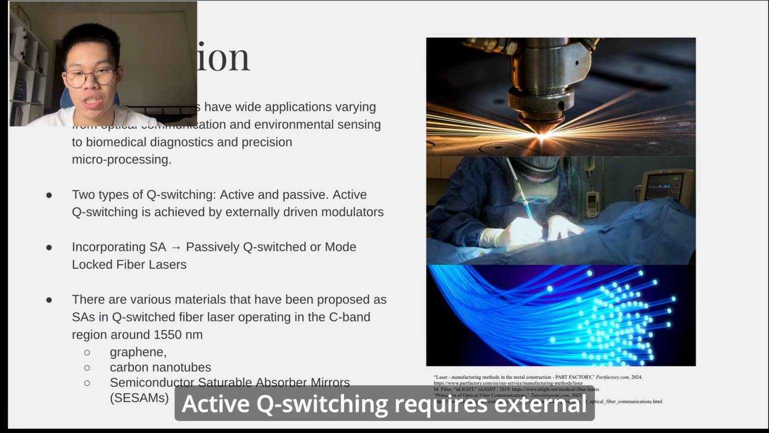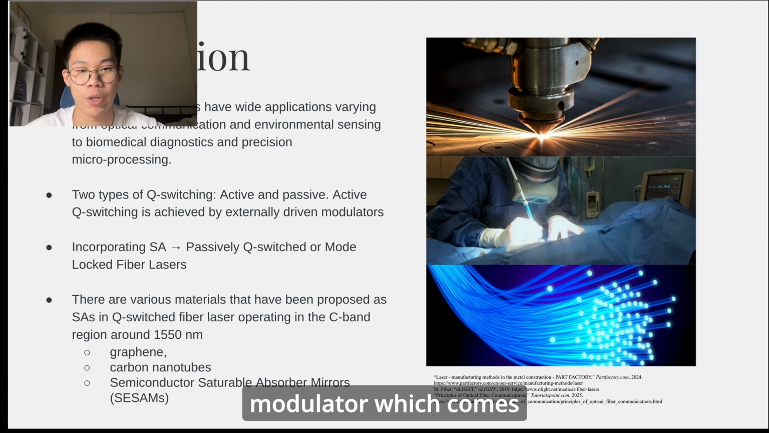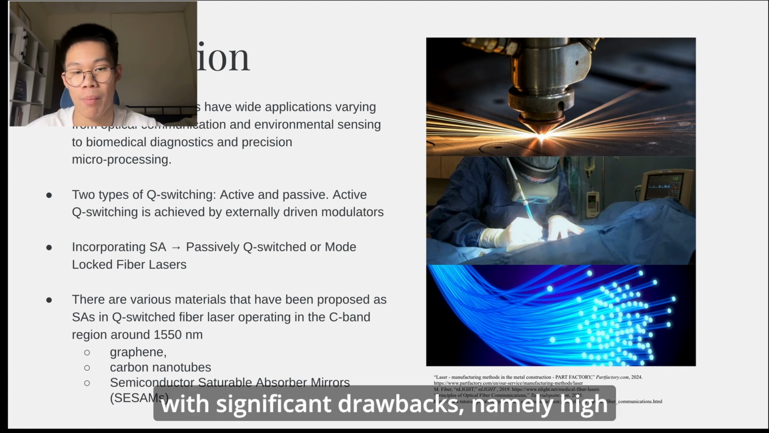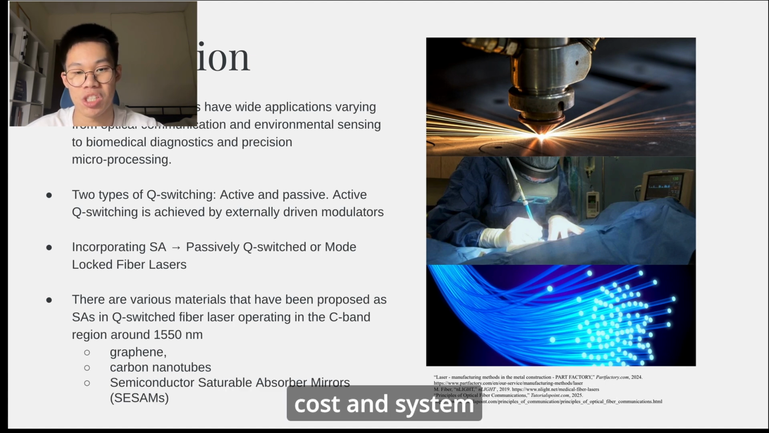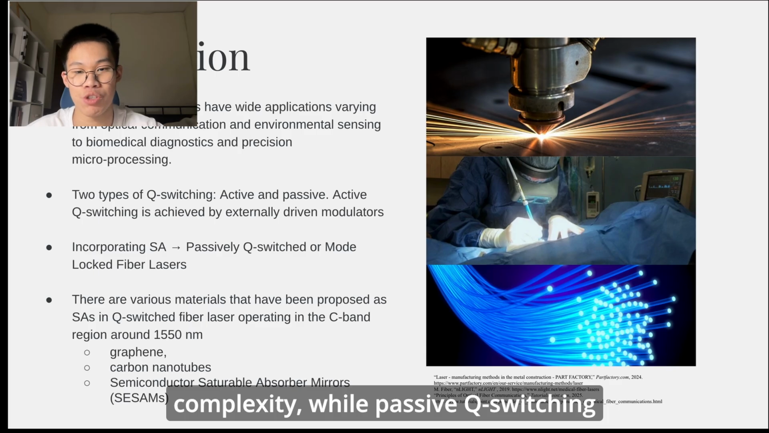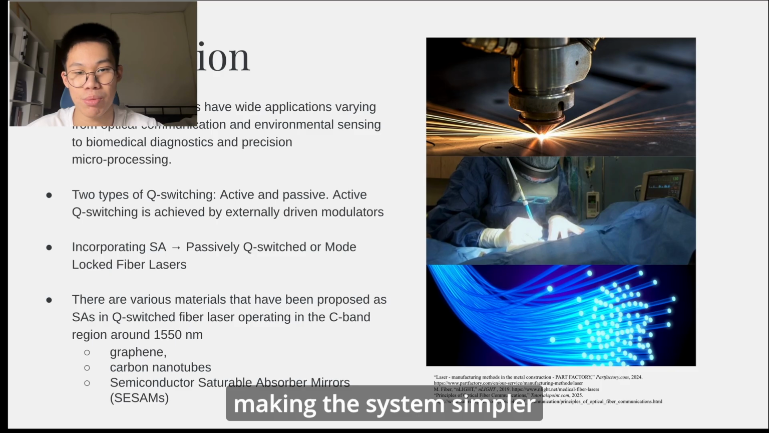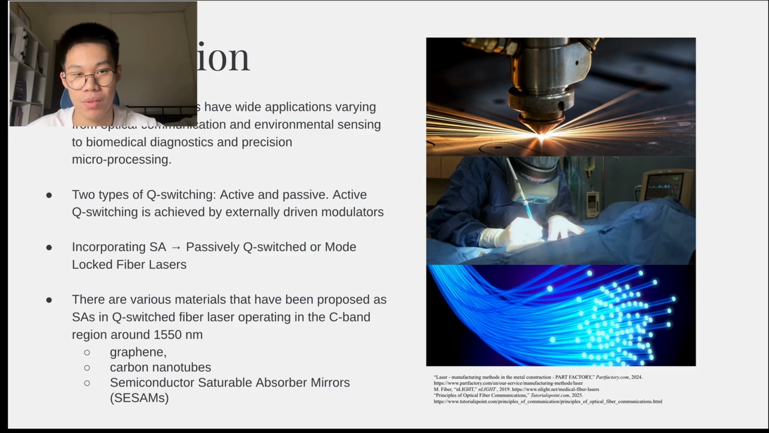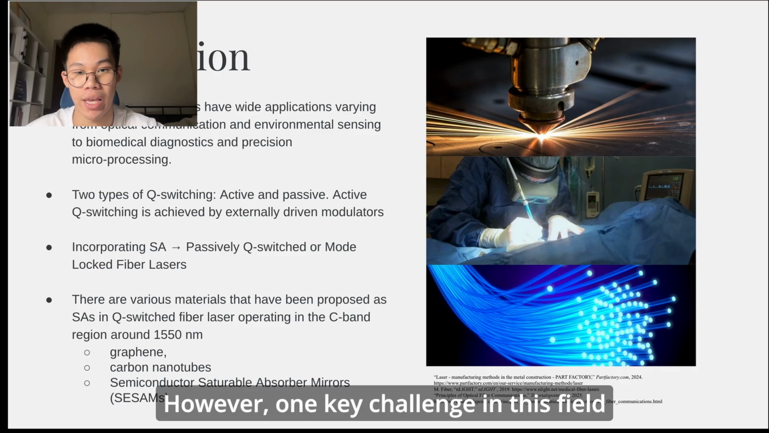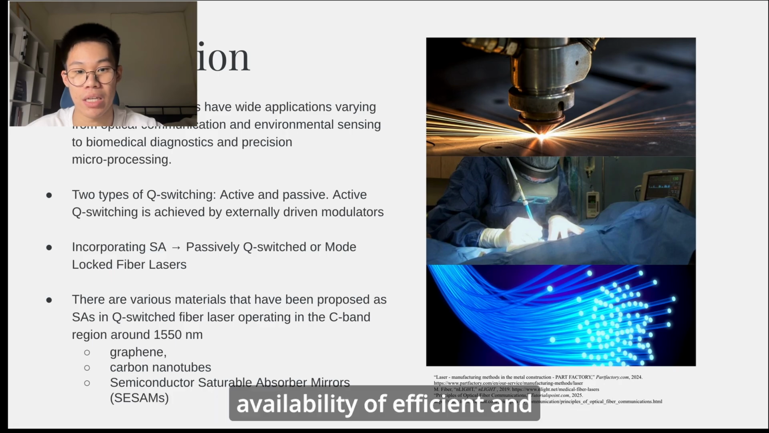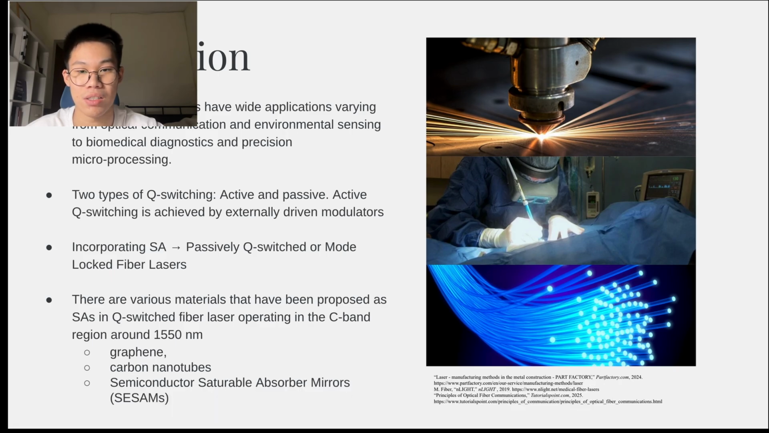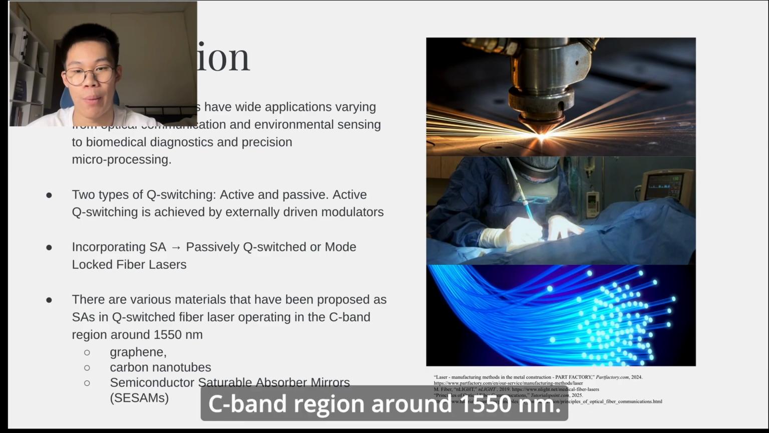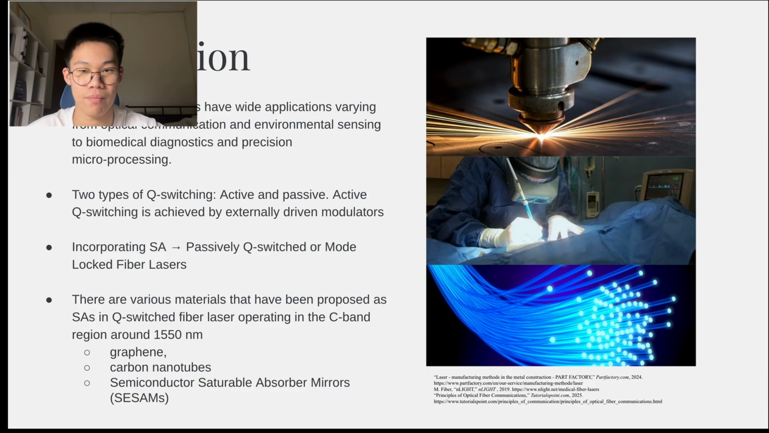Active Q-switching requires external modulation like an acousto-optic modulator, which comes with significant drawbacks, namely high cost and system complexity, while passive Q-switching typically relies on saturable absorbers, making the system simpler and more cost-effective. However, one key challenge in this field is the limited availability of efficient and stable saturable absorber materials, especially in the C-band region around 1550 nanometers.